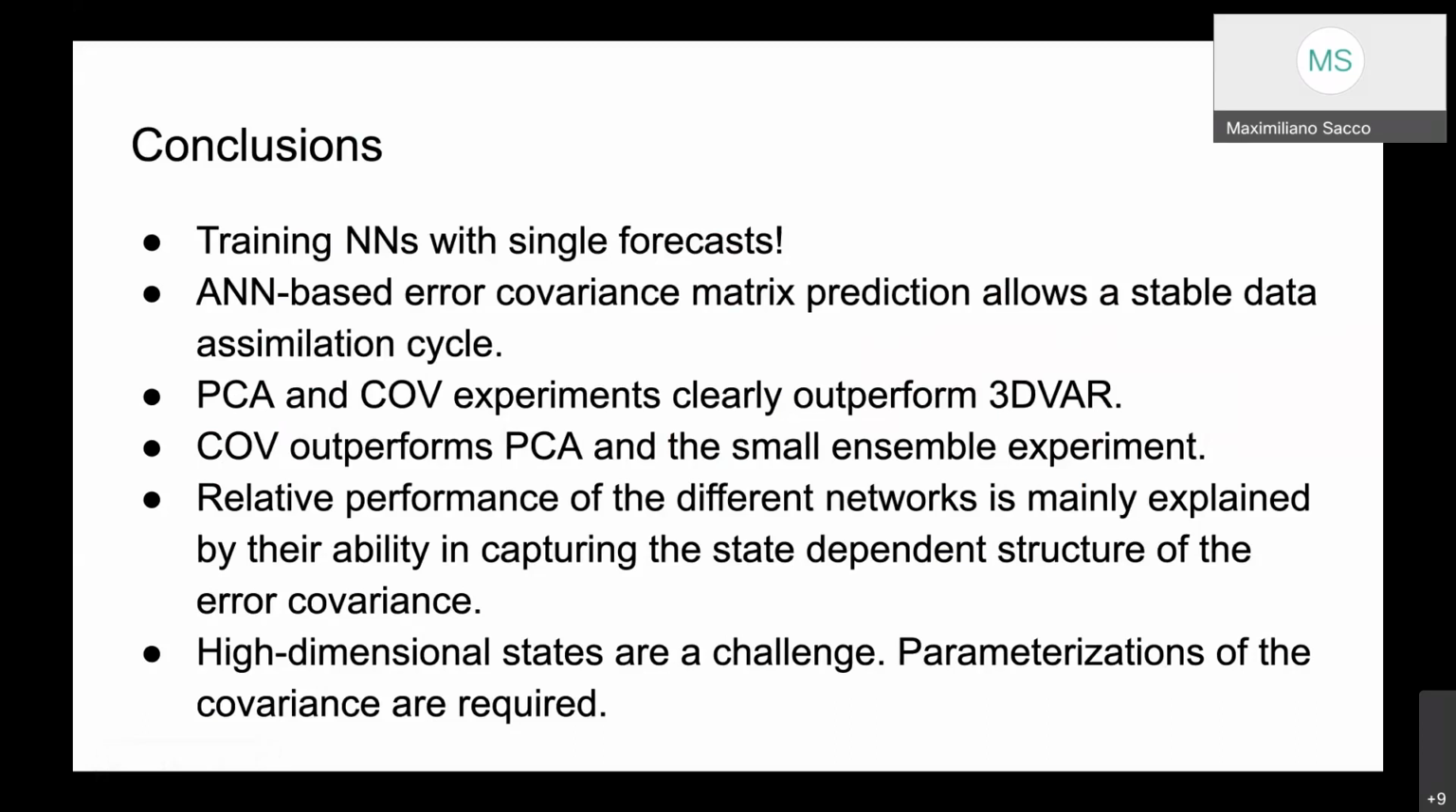Finally, we leave for future work to analyze how this can be extended to high-dimensional problems, because we are estimating variance, perhaps localization of the variance will be necessary. Okay, and that's all.